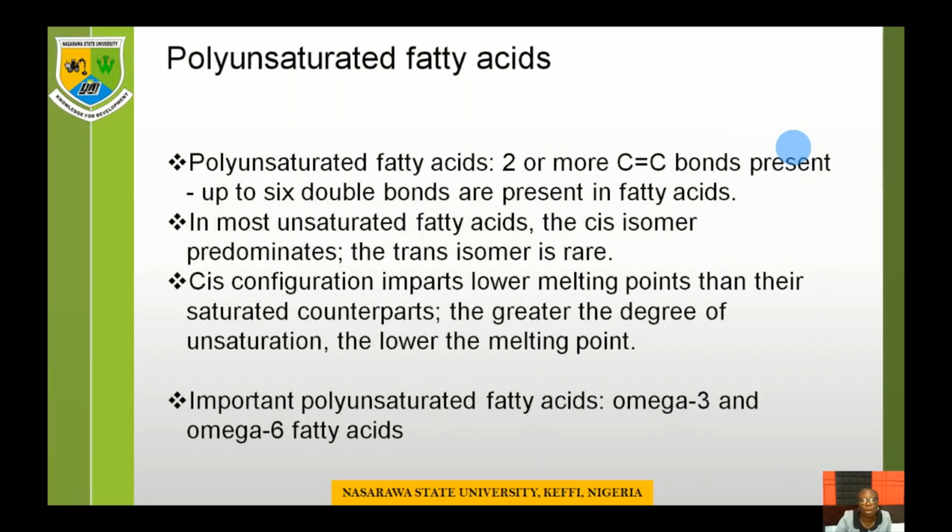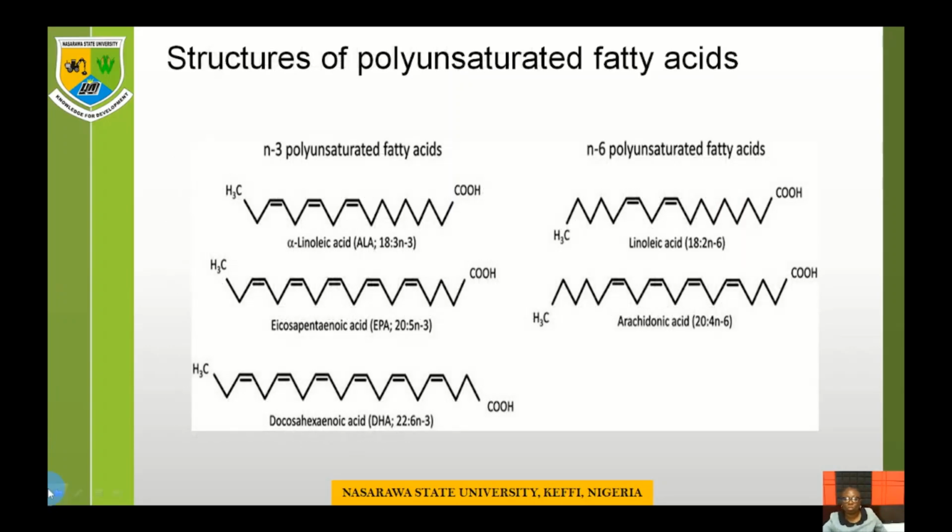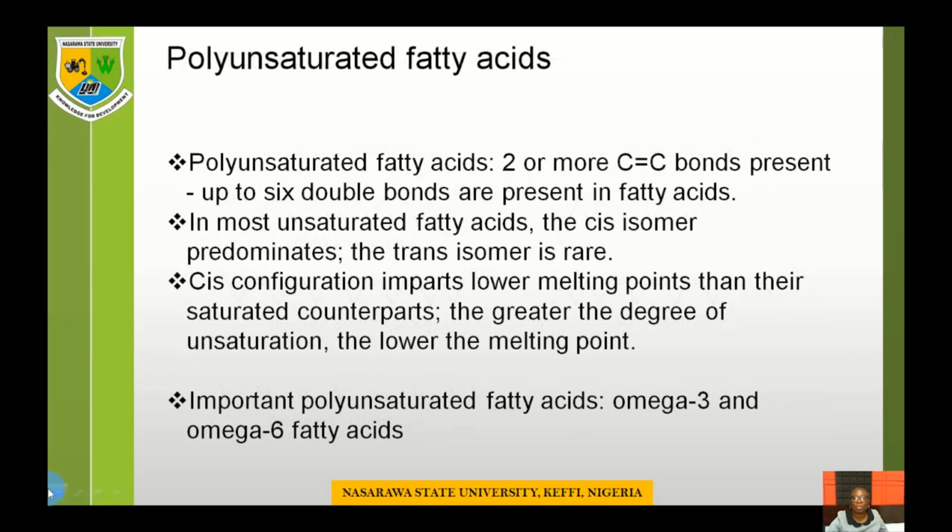Now for polyunsaturated fatty acids, we have more than one. We have 2 or more carbon-carbon double bonds present. We can have up to 6 double bonds present in the fatty acid. And you must also note that in the majority of these polyunsaturated fatty acids, or unsaturated fatty acids generally, the cis isomer predominates. The trans isomer is rare. I hope you know what cis isomer means.